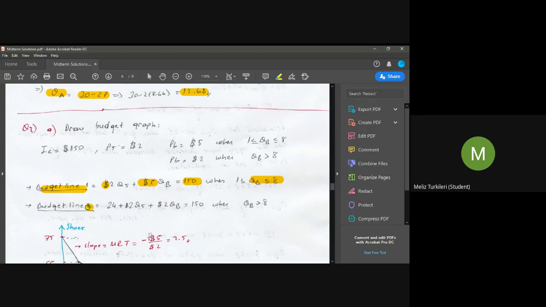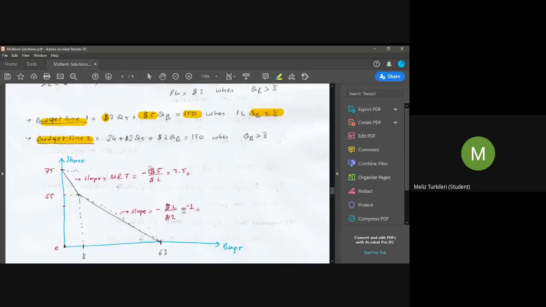For the second budget line, we have to do some calculations. I'm going to show how you can do this. Let's start by trying to draw the graph. I know that the quantity of 8 should be an important point for us, right? Because after the point 8, our budget line is going to shift. So there's some kind of connection in this part. So I know that 8 is important. Let's start by drawing the first budget line.